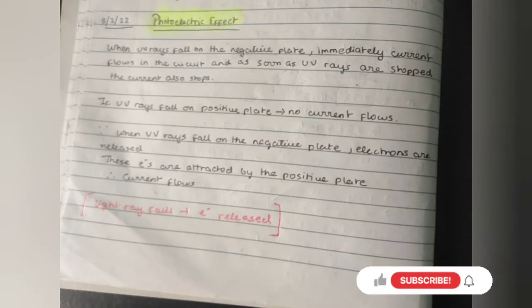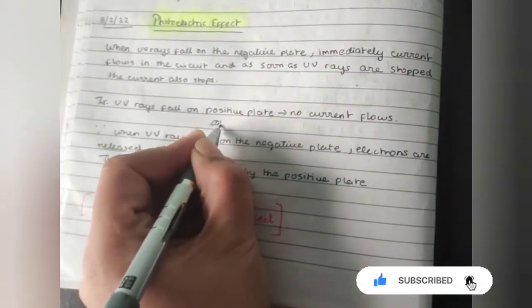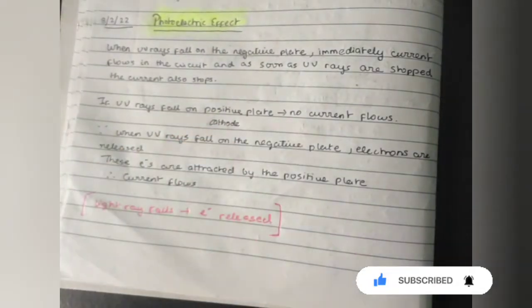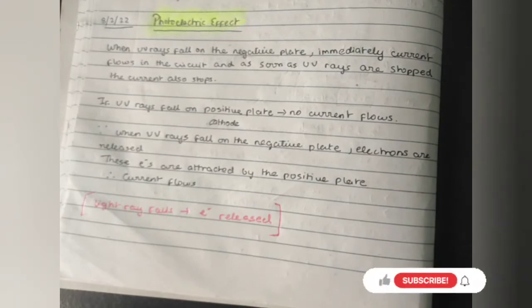So let us start with a new chapter called Photoelectric Effect. When UV rays fall on the negative plate, which is also known as the anode, immediately current flows in the circuit, and as soon as UV rays are stopped, the current also stops. But on the other hand, if UV rays are made to fall on the positive plate, which is the cathode, then no current flows.